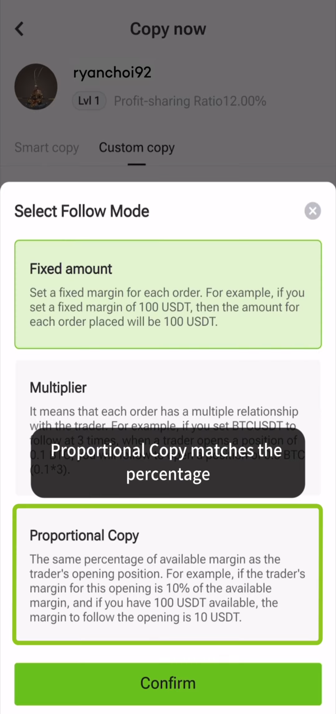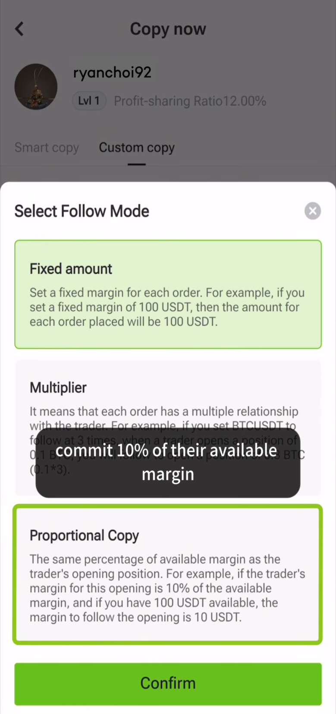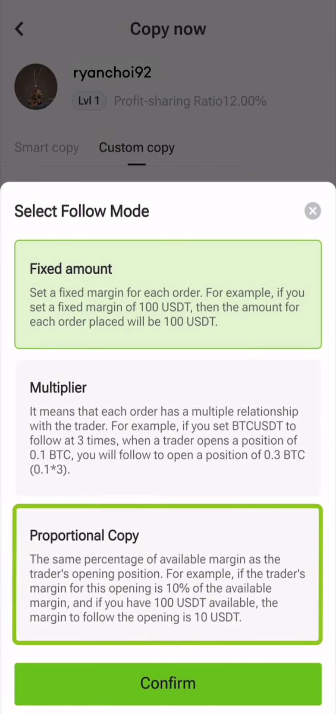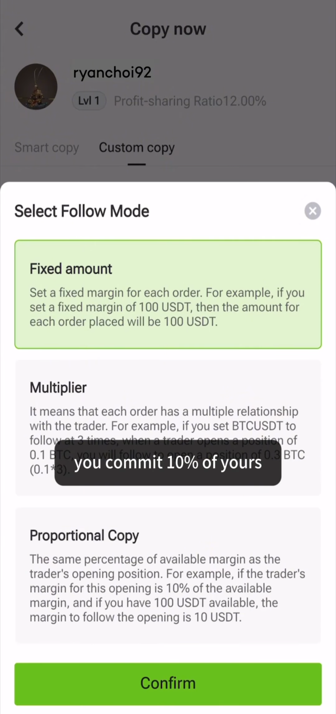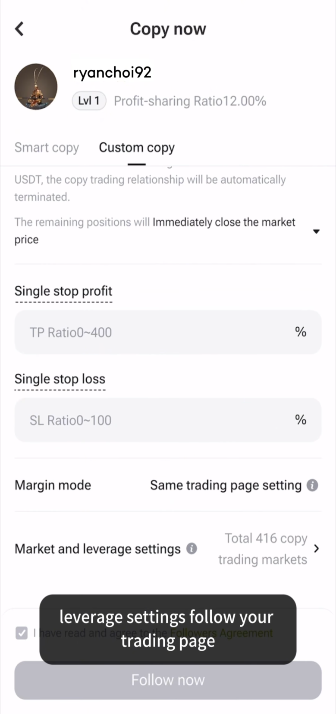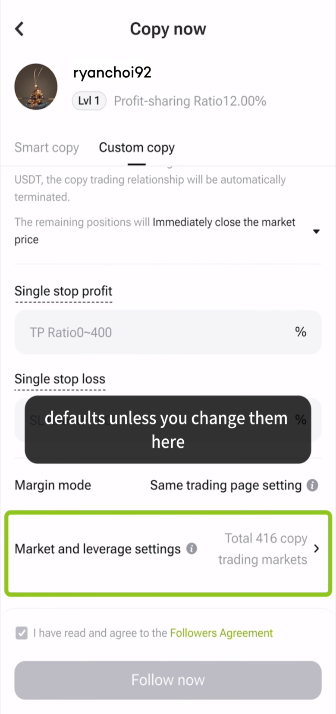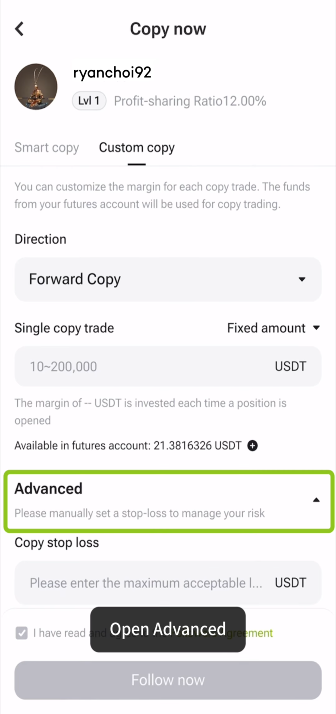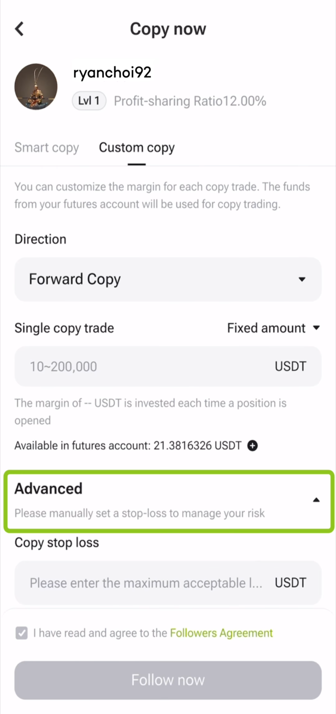Proportional copy matches the percentage instead of the amount. If they commit 10% of their available margin, you commit 10% of yours. Margin mode and the market and leverage settings follow your trading page defaults unless you change them here. Open Advanced, because this is the part that protects you.